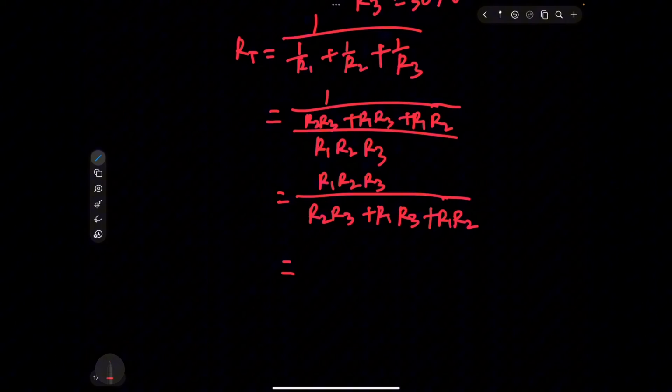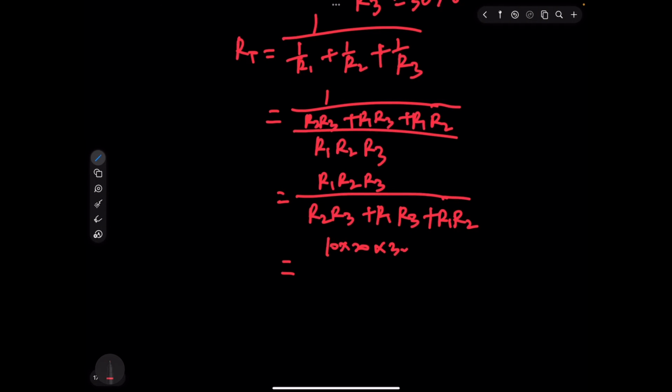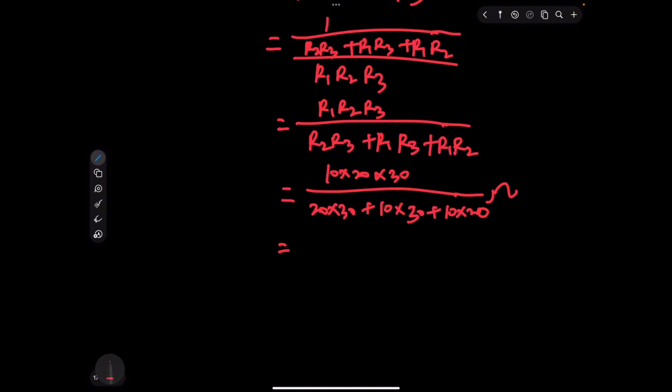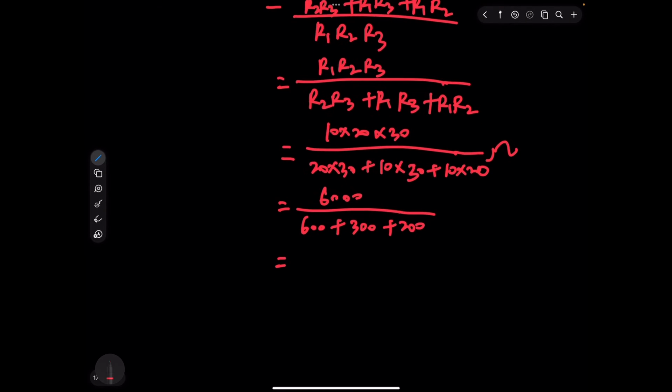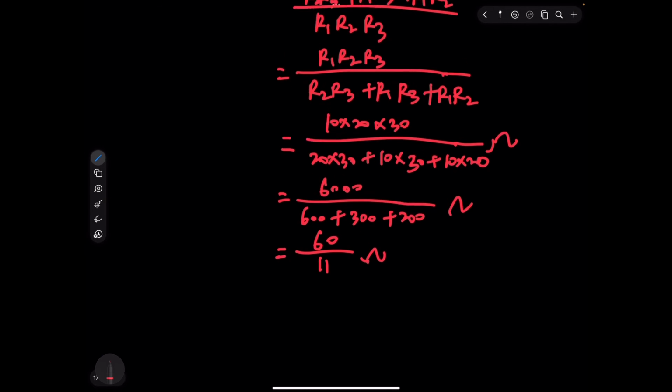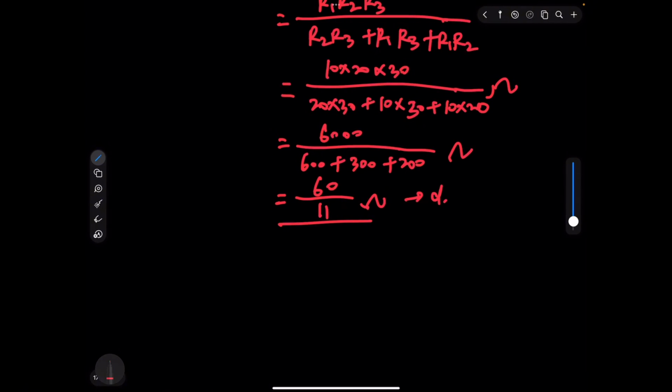So we need to plug in all the numbers. 10 times 20 times 30 over 20 times 30 plus 10 times 30 plus 10 times 20 ohms. That will give us 6,000 divided by 600 plus 300 plus 200. So 60 over 11 ohms. Let's leave it like that, or we can also get decimal numbers.